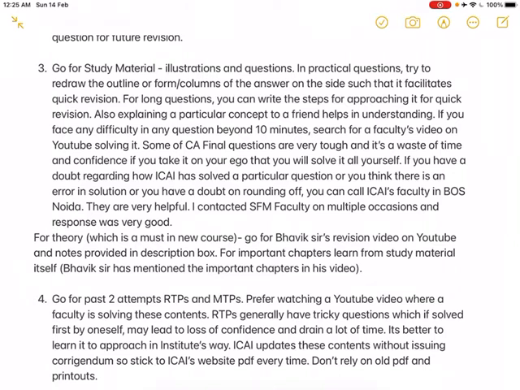Then the third is to go for the study material, the illustrations and the questions. In practical questions, try to write the outline or format columns of the answer on the side so that it facilitates quick revision, like in Hindi we say dhacha. In the same way, a practical question may be a question on constant proportion plan of portfolio management. You would have to draw some columns in that, so you should know which columns are used there.